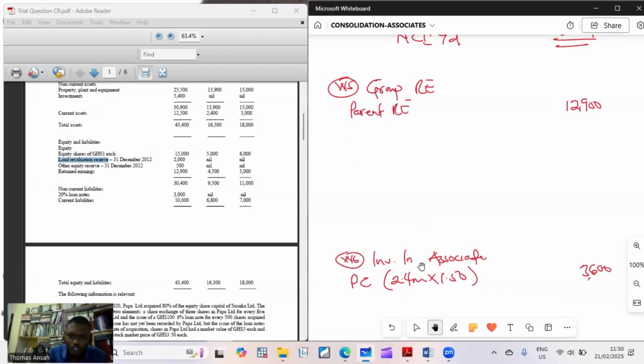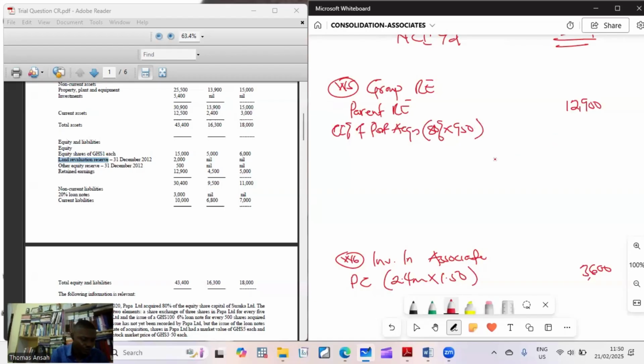All right. Then when you come here, you do CI share of post acquisition, which is 80% multiplied by 950. So 80% of 950 is 760.